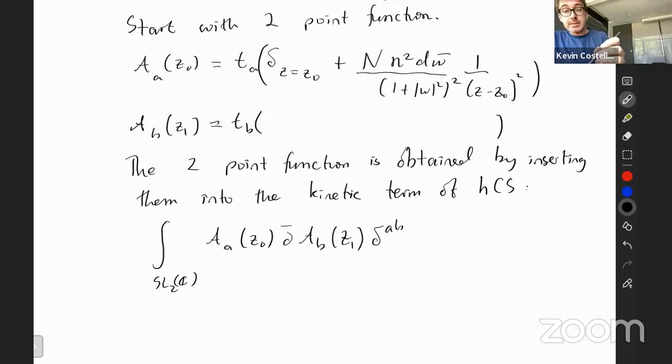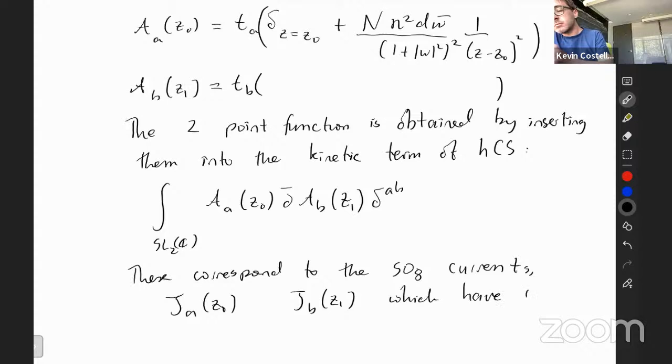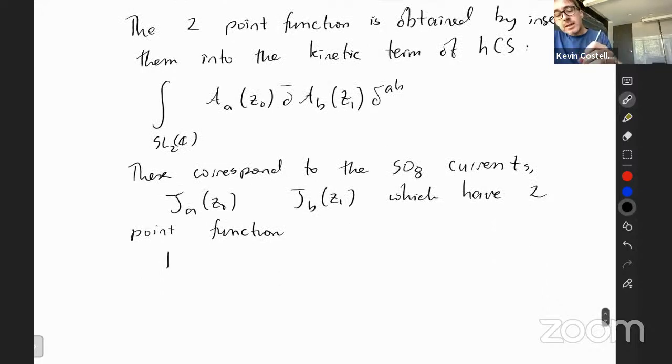So since these states correspond to the SO(8) current in my chiral algebra, these have a 2-point function which goes like n delta AB over z0 minus z1 squared. So this is what we would like to reproduce.